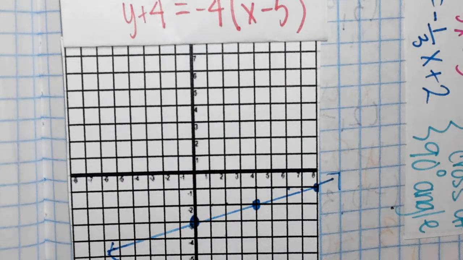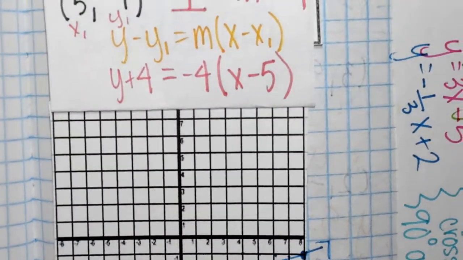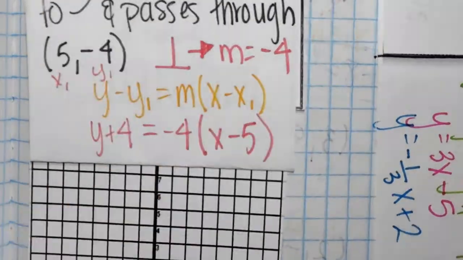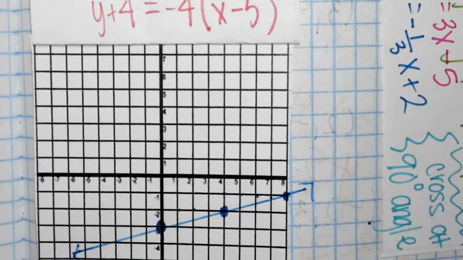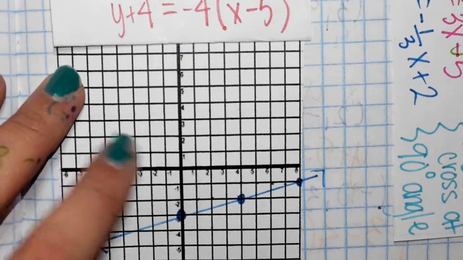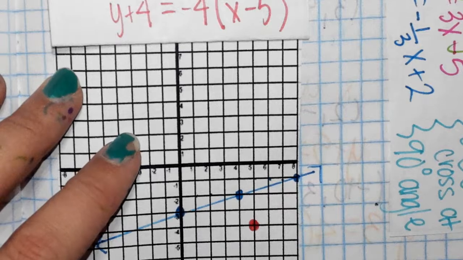Now I'm going to graph my other one in pink. Now, our other equation is not in slope-intercept form, is it? But what are we given that we could plot? Coordinates. Coordinates and the slope. Awesome. So let's plot 5, -4. How would we get to 5, -4? Right 5, down 4. Everybody go right 5, down 4.